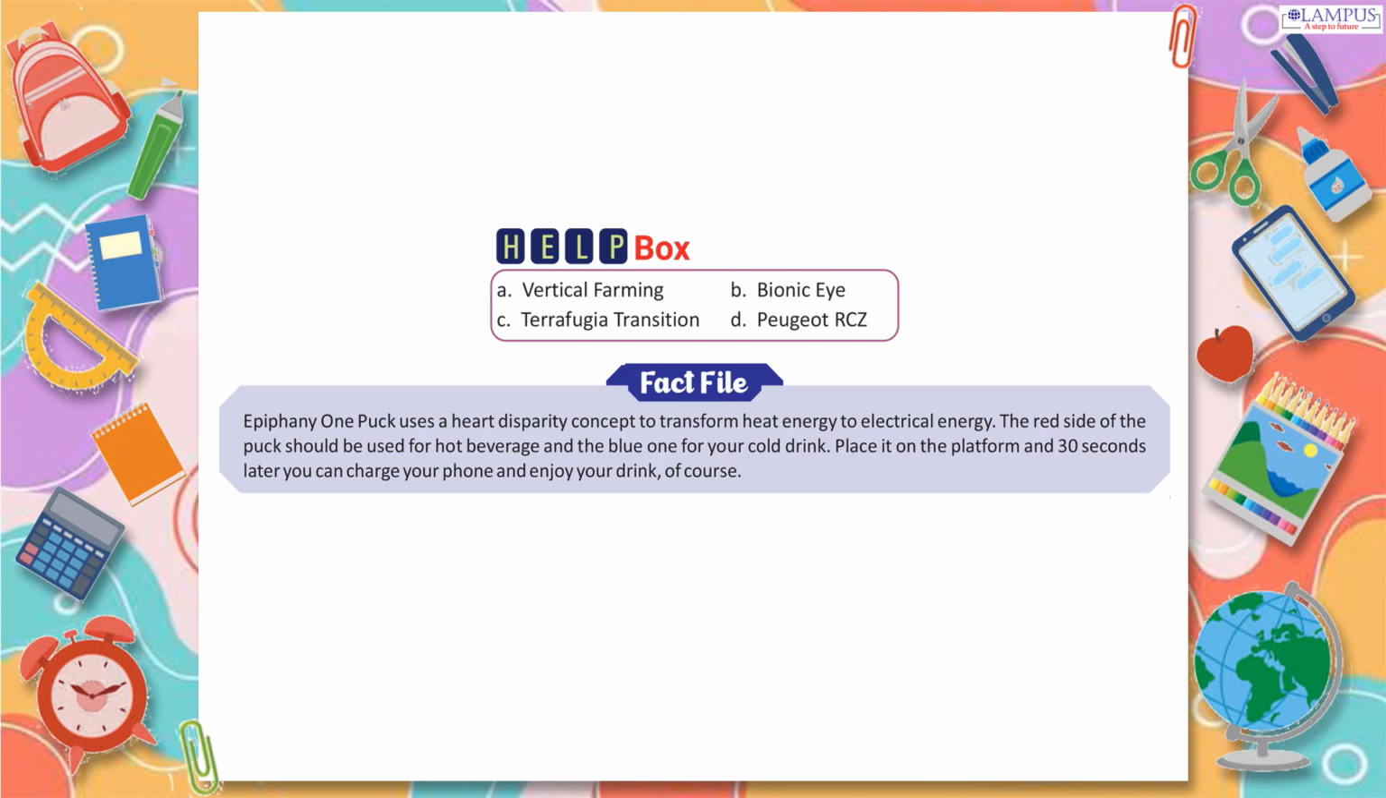Epiphany One Puck uses a heat disparity concept to transform heat energy to electrical energy. The red side of the puck should be used for hot beverage, and the blue one for your cold drink. Place it on the platform and 30 seconds later you can charge your phone and enjoy your drink, of course.